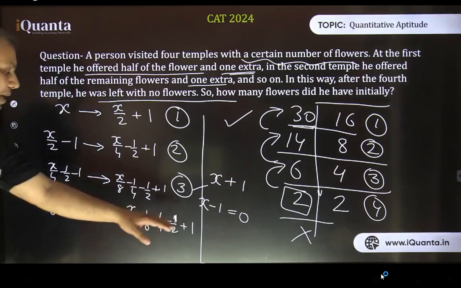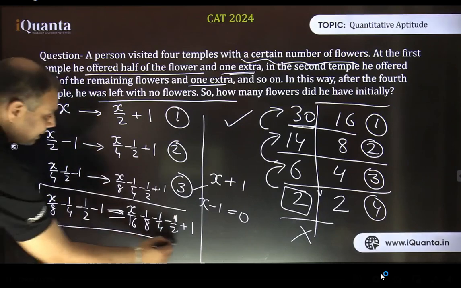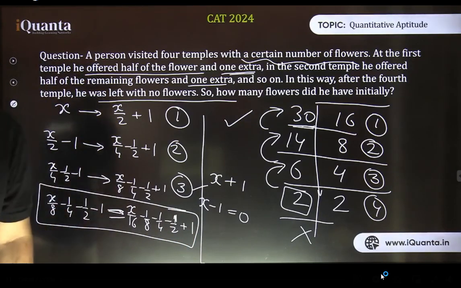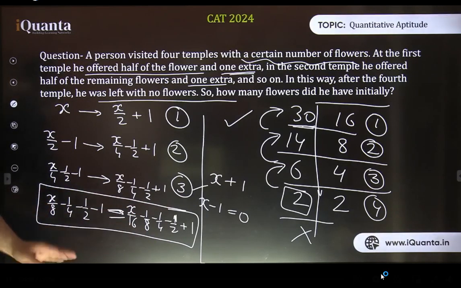Because after offering all the flowers, he is left with nothing, so they must be equal. Just simplify this equation and get the value of x. That is a forward way, is it not? The only difficulty was that in this forward way, it is going to be more and more complicated, as we have already written. That's the only thing. If you are able to tolerate that, it's okay, solve it.